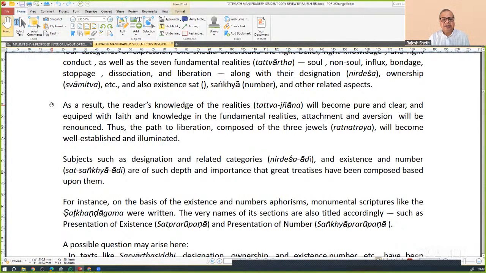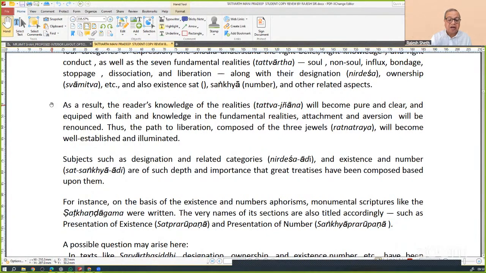Subjects such as designation and related categories, nirdesh adi, and existence and number are of such depth, now see coming, are of such depth and importance that great treatises have been composed based upon them. So many scriptures. For instance, on the basis of the existence and number aphorism, Sat Sankhya, that is number 8, monumental scriptures like the Shat Khandagam were written. The very names of its sections, chapters, are also titled accordingly, such as presentation of existence, Sat Prarupana, then presentation of number, Sankhya Prarupana.